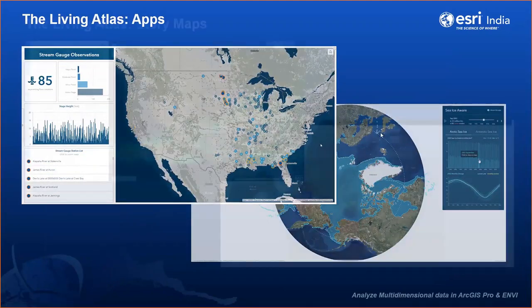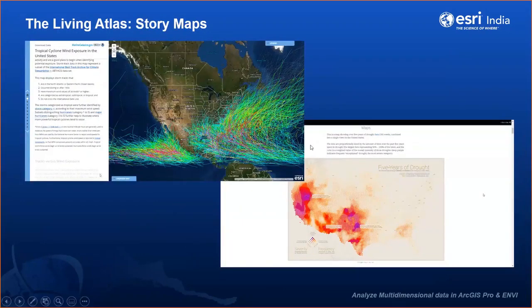Then you can also save your entire thing as story maps. These story maps help you perform different types of analysis, like tropical cyclone analysis, and you can do the drought tracking and all.